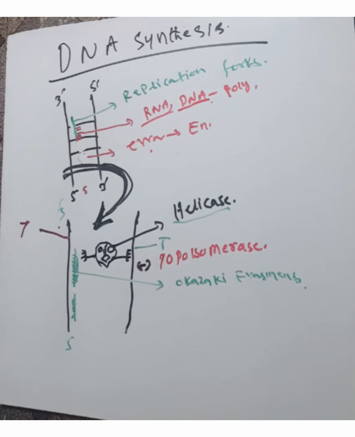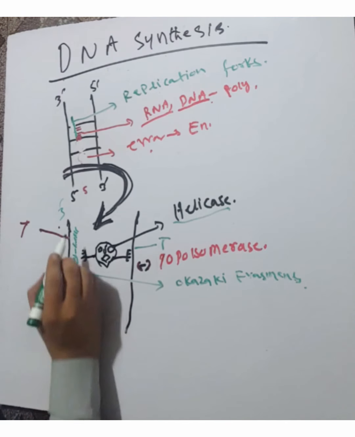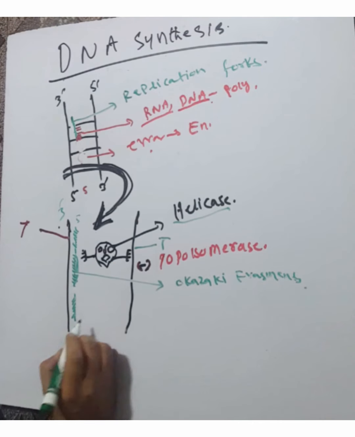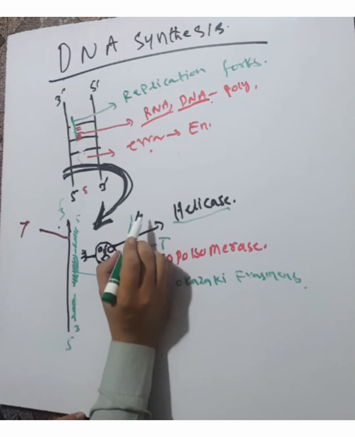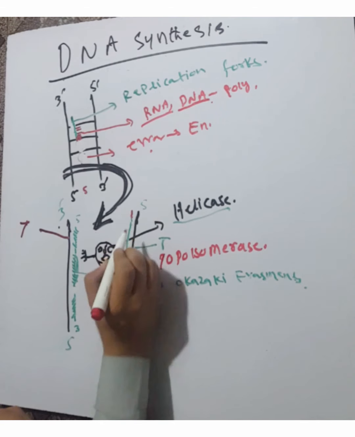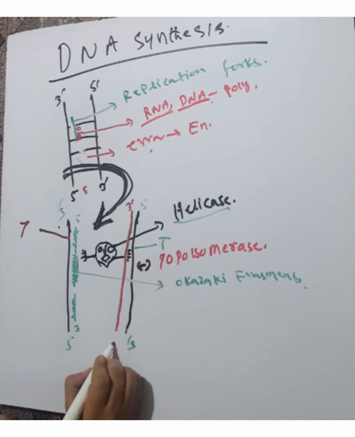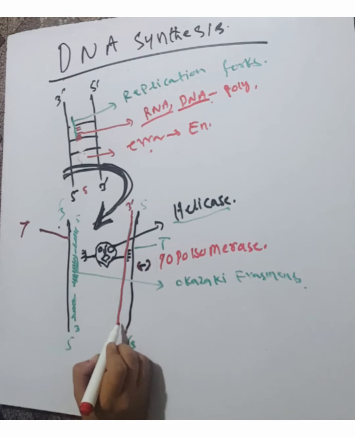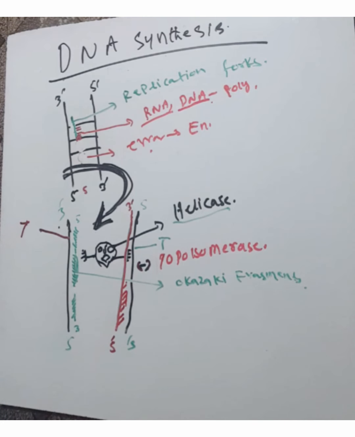And finally, the new strands become completed. The new strand will be 5' to 3', and this is the newly synthesized strand. This will be 3' to 5', anti-parallel, and fragments are added. These are called Okazaki fragments.